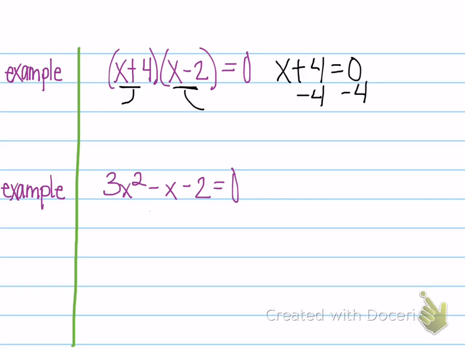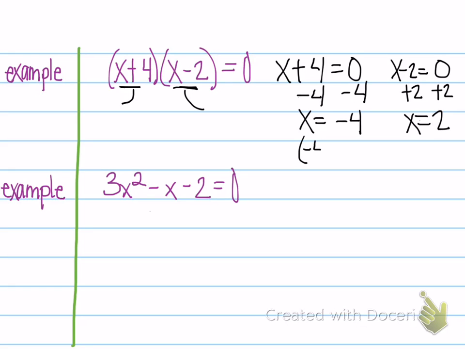So I'm going to go ahead and subtract 4 from both sides and get x to equal -4. And then I'm also going to have x minus 2 equal to 0. Add 2 to both sides and get x to equal 2. Now these are our x-intercepts, so we are going to want to write it as a point, noticing that it's going to be (-4, 0) and (2, 0).